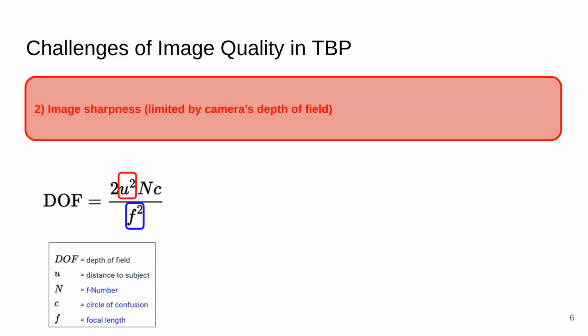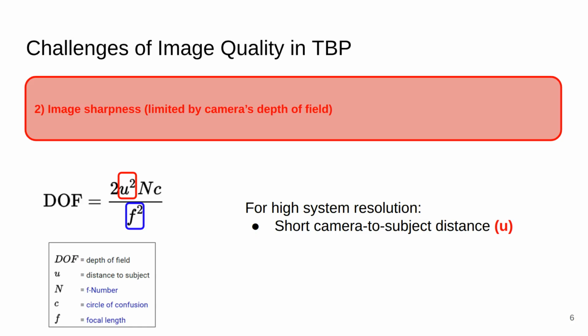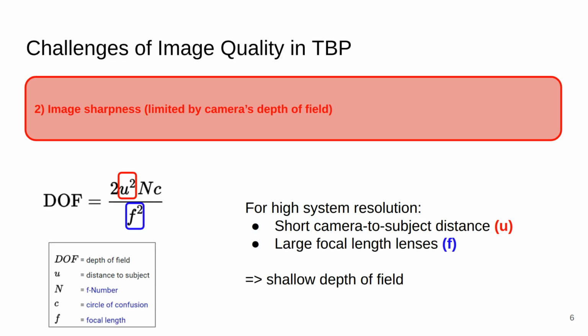More formally, the depth of field can be computed using the distance of subject, f number, circle of confusion, and focal length. Here, we want to note that for high system resolution, we need either a short camera-to-subject distance or using large focal length lenses. Both of them will give us shallow depth of field. Therefore, there's a trade-off between the system resolution and the depth of field of the system.